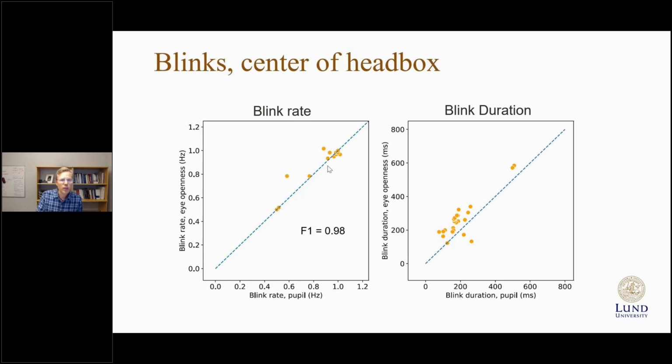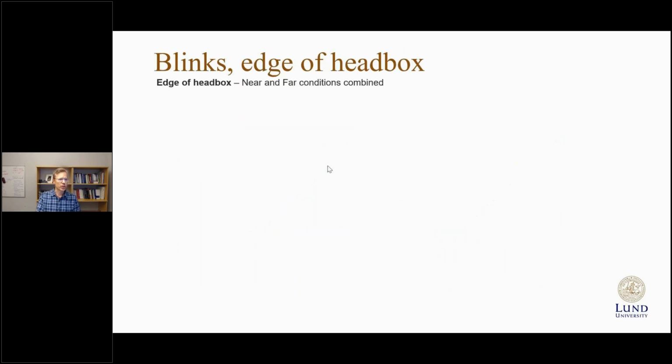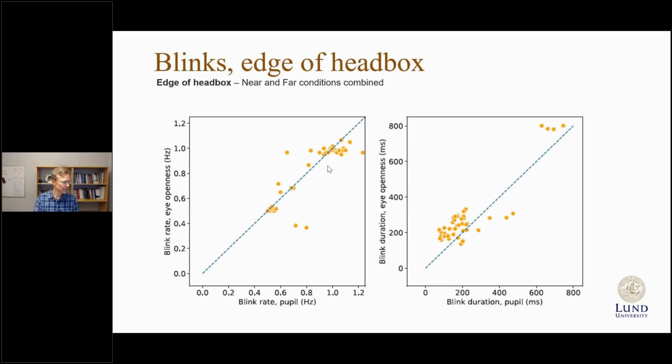And then if we look at the edge of the head box, what do we find there? Well, the predictions are the same. If everything works, we would expect all the points to lie on this diagonal and be centered around 1 Hertz. This is what it looks like. It's a bit more dispersed, but in general, if you look at this overlap measure, we still have a very, very high overlap. And I just want to show you a few examples where things did not overlap.